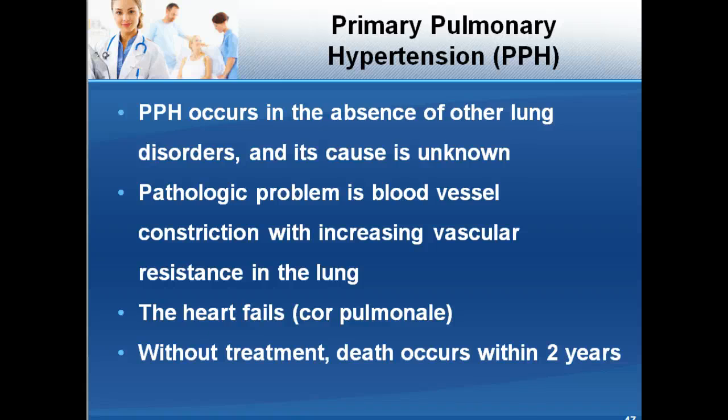Primary pulmonary hypertension occurs in the absence of other lung disorders, and its cause is unknown. So, just know primary pulmonary hypertension, or PPH, cause is unknown. The pathologic problem is blood vessel constriction with increased vascular resistance in the lung. So, basically, the heart fails, and without any type of treatment, death occurs within 2 years.